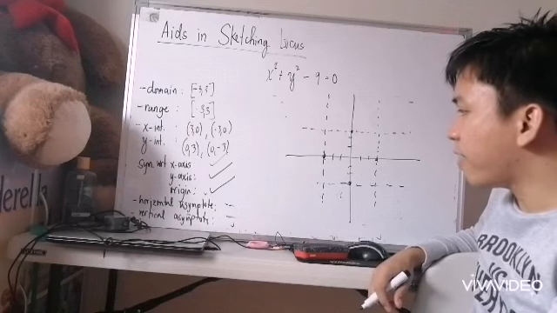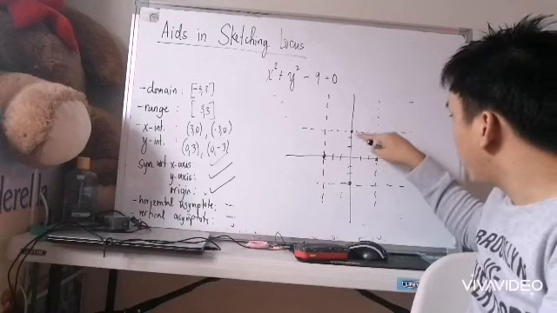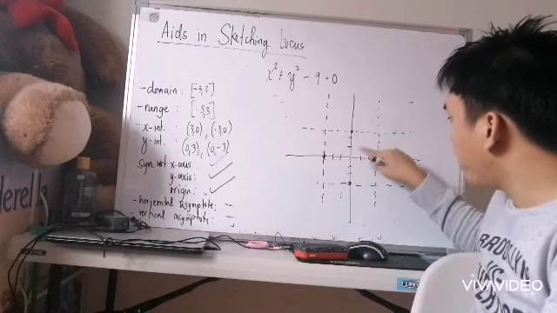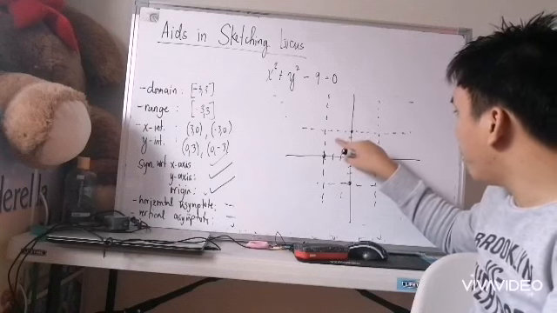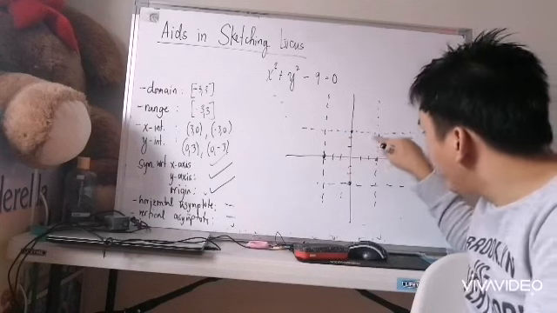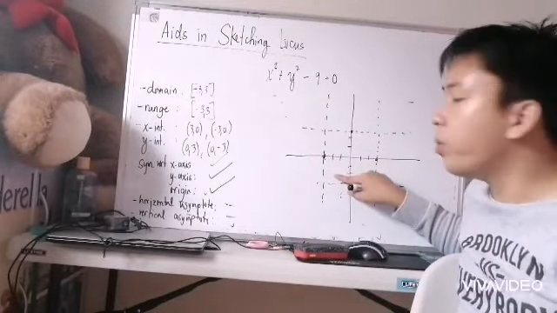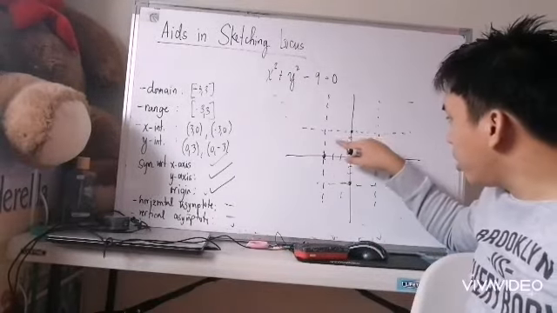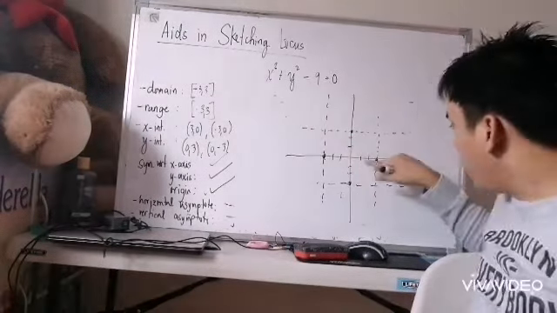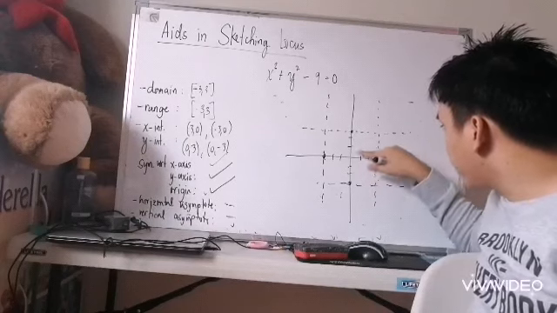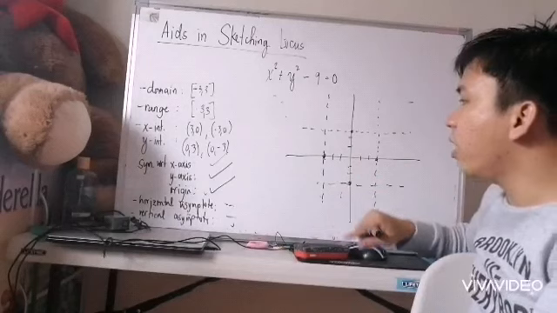It is symmetric with respect to the x-axis, the y-axis, and the origin. So if I do something here, this will reflect here. If I do something here, this will reflect here because it's symmetric with respect to the origin. It will be the same here because it's symmetric with respect to the y-axis, and the same here because it's symmetric with respect to the x-axis. So I only have to find values here.